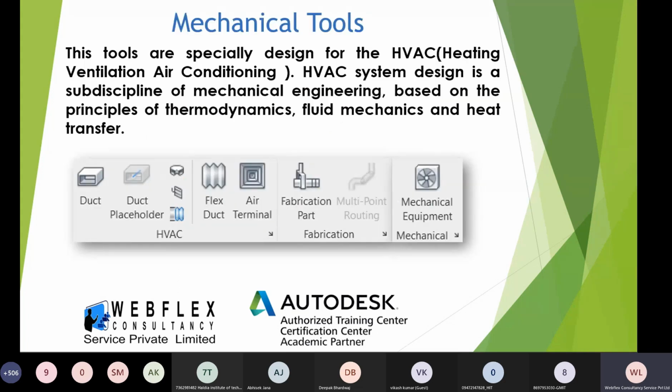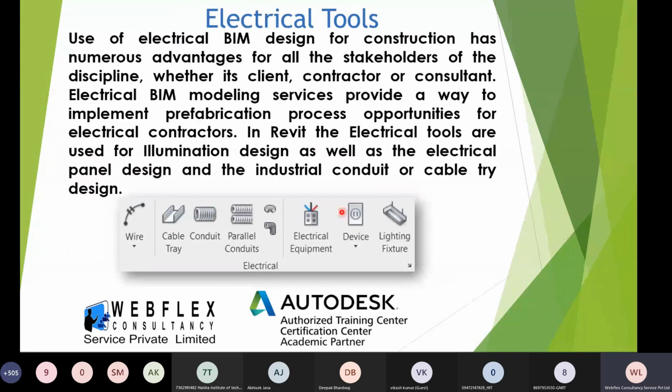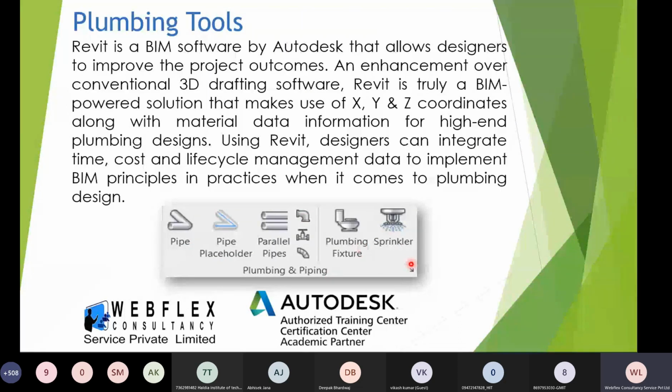I have the snapshots. These tools are particularly used for mechanical work. You can see all the ducts, the air terminals, the mechanical equipment. By simply clicking on them, you will get the desired tools from the Revit software. As well as for electrical, you need the basic wire tools, the cable, the ducting, the lighting fixtures, as well as the electrical equipment. And for plumbing, we have the piping system, the plumbing fixtures, and the sprinklers for your firefighting design system. So those are the tools used in Revit software for our MEP work.